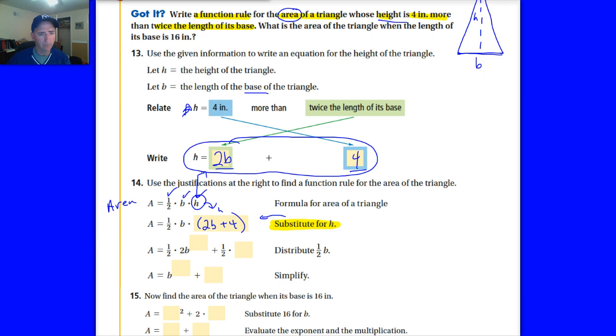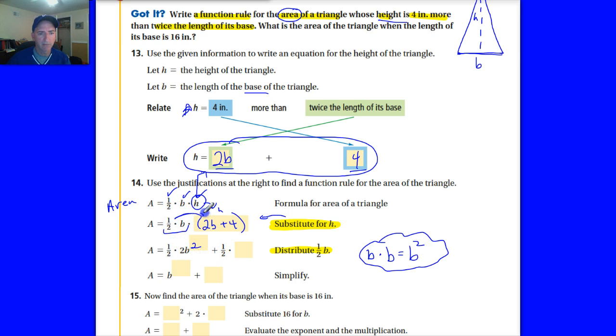Now, to simplify this, you have to distribute the 1/2 b, which is right here. Okay, so we have to distribute 1/2 b times 2b. Okay, so they break this down for you here. You have 1/2 times 2, and then you also have b times b, which is basically b squared. B times b is b squared. Okay, here's a note for you over there. B times b equals b squared. Okay, so that's where this little 2 came from here.